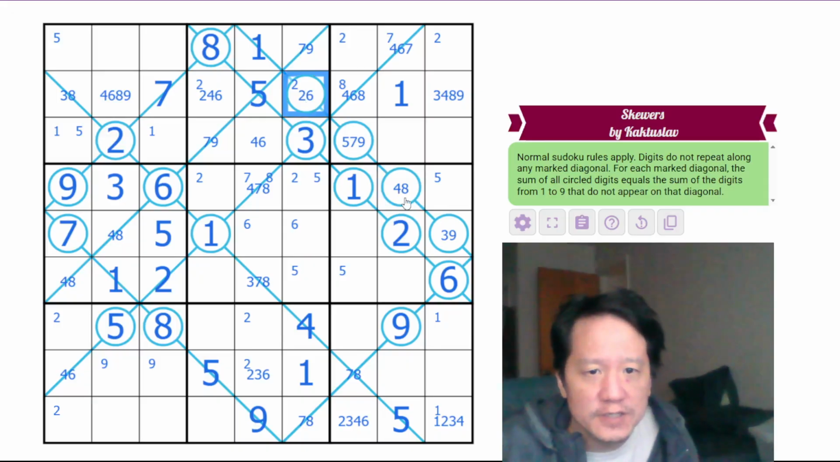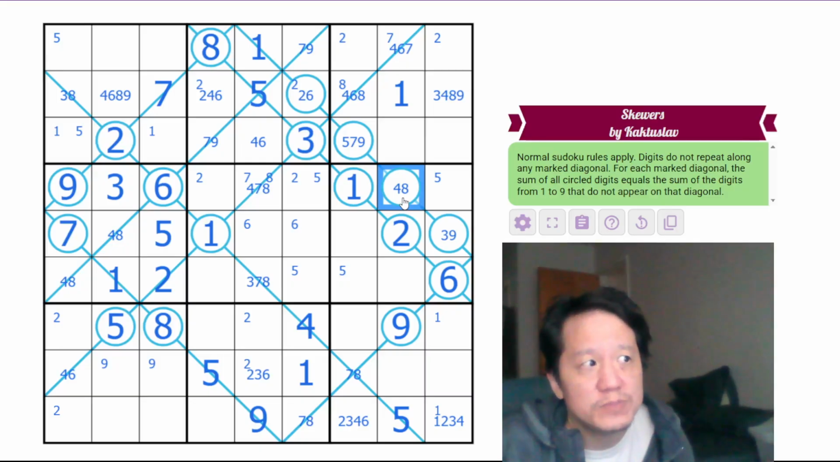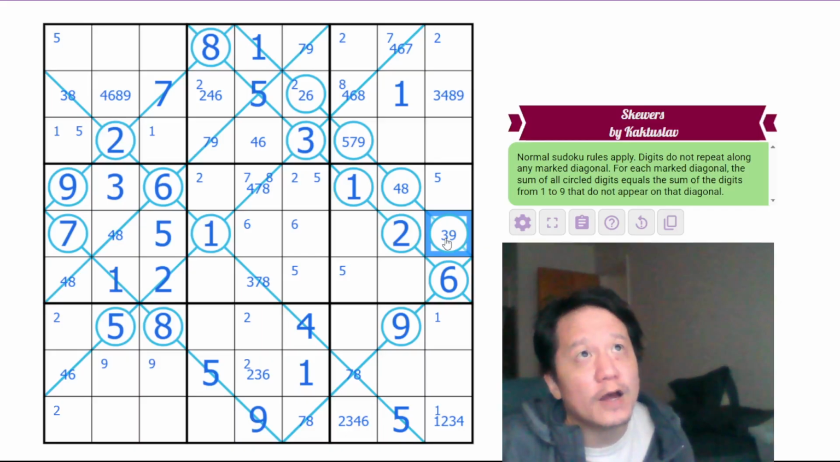So if we have 6 here, that would mean this would have to add up to 16, so it would be 7 and 9. If we have 10 here, that means this would add up to 12, so it could be 3 and 9. Cannot be 5 and 7.